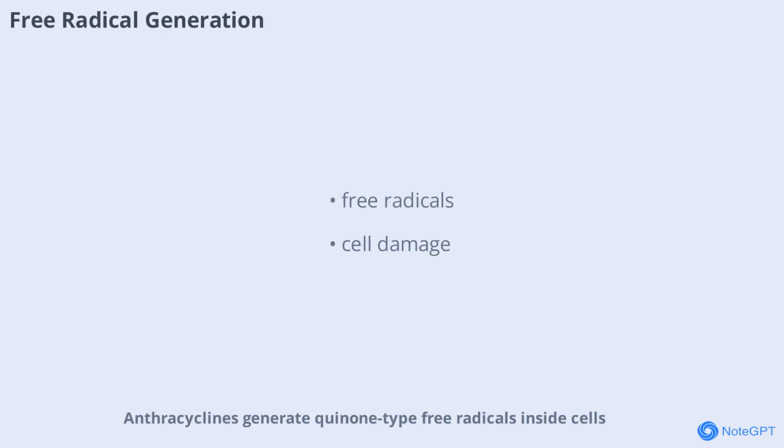Anthracyclines generate quinone-type free radicals inside cells. These highly reactive molecules damage cellular components including DNA, proteins, and membranes. While this helps kill cancer cells, it also explains why these drugs can be carcinogenic and mutagenic, and why they pose risks to healthy tissues, especially the heart.